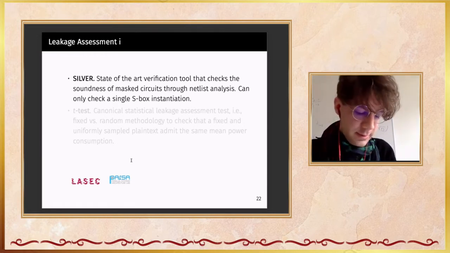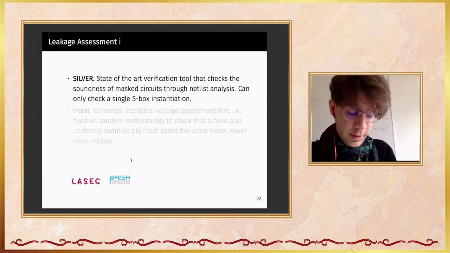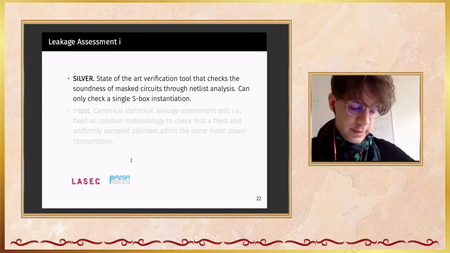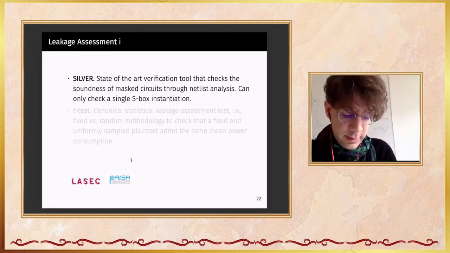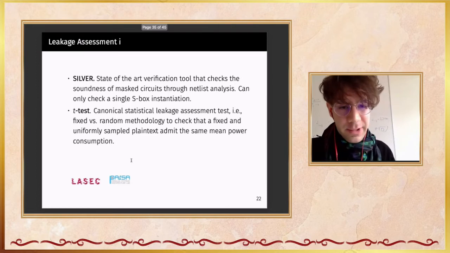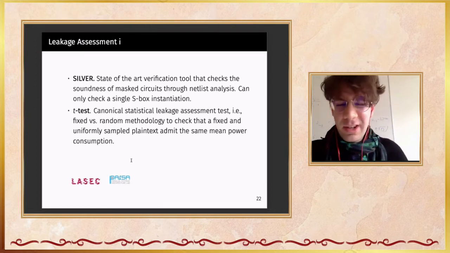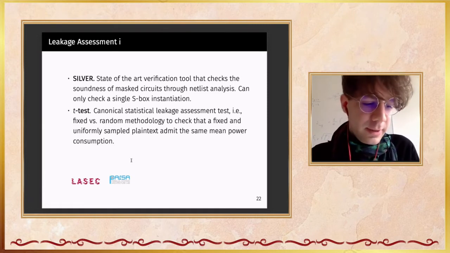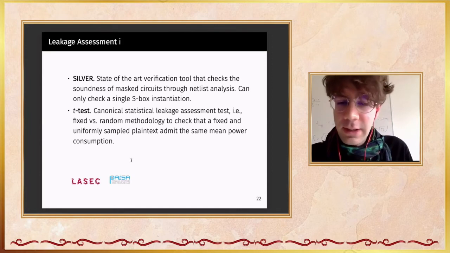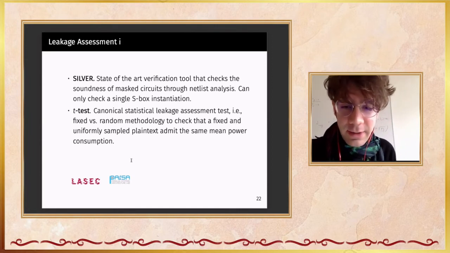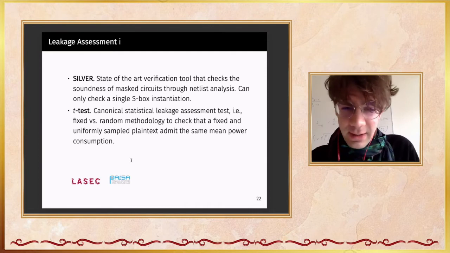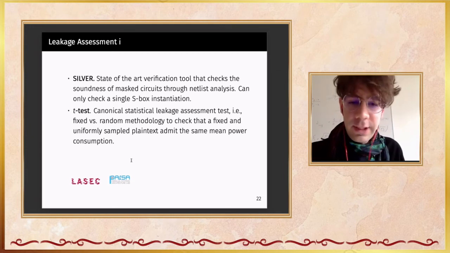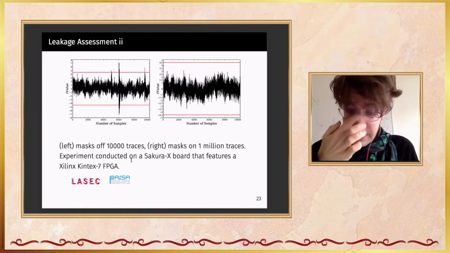Naturally, there's no side-channel countermeasure work that is completed without at least some preliminary leakage assessment. So in our case, we chose a two-sided approach. There's the state-of-the-art SILVER verification tool that checks the soundness of masked circuits through netlist analysis. But due to the complexity of a fully masked block cipher circuit, with SILVER it's only possible to computationally verify a single 8-bit S-box instantiation. To circumvent this issue, we also decided to conduct a practical canonical t-test on the full cipher circuit, which is shown in these 2 plots here.